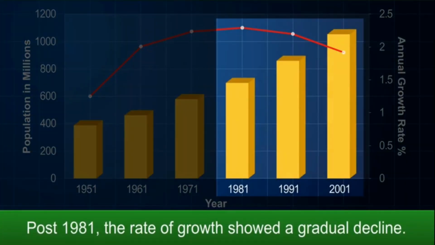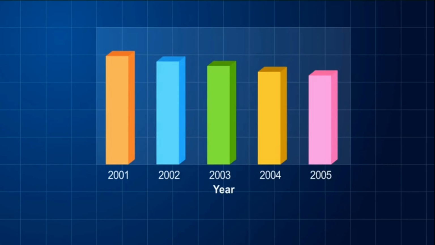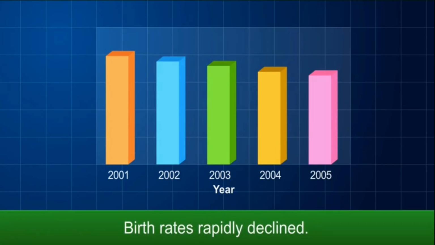Post-1981, you will notice a gradual decline in the growth rate. The declining trend of the growth rate indicates positive results in birth control efforts undertaken by the government. During this period, birth rates declined rapidly.